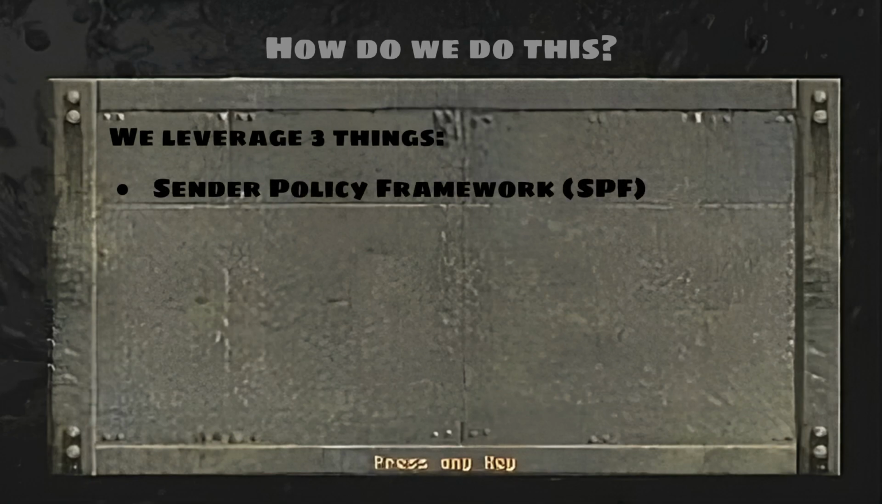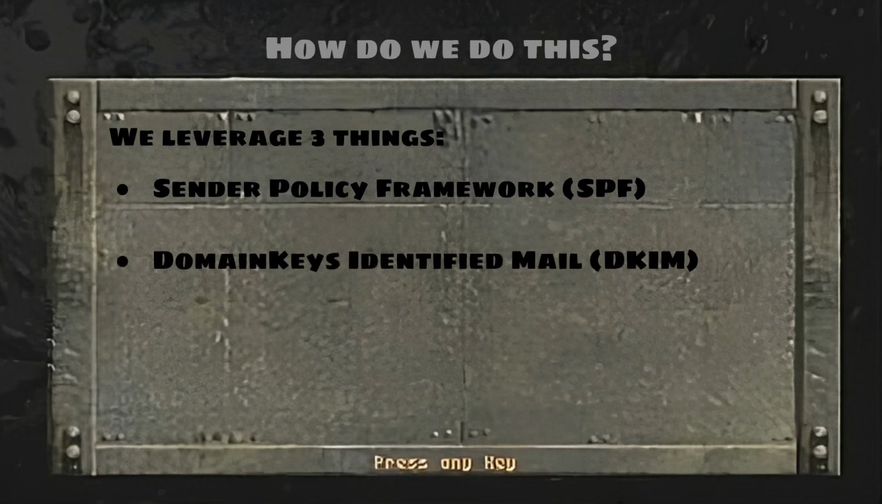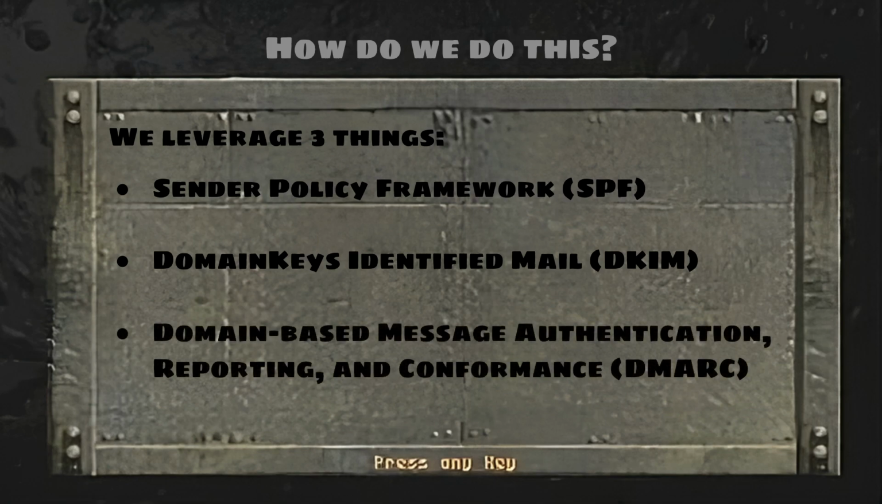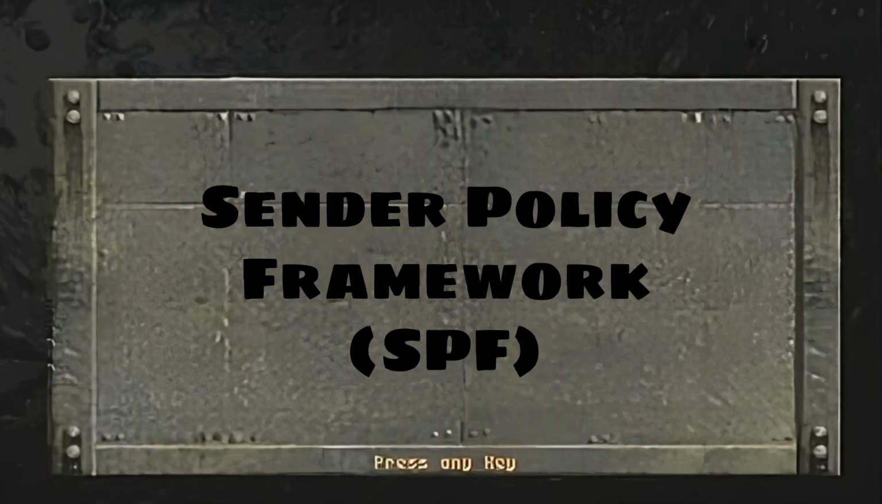So to do that, we're going to leverage 3 things. We've got SPF, which most people have probably heard of at this point because it was the earliest of the technologies. We've got DomainKeys Identified Mail, or just DKIM. That's a way to sign the email. And then we've got Domain-based Message Authentication, Reporting, and Conformance, DMARC. And that's a way of tying everything together and getting that reporting part of it.